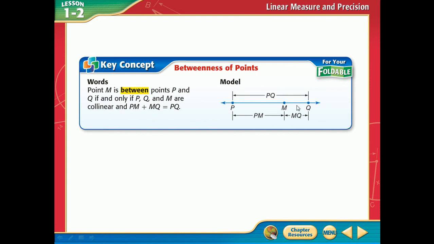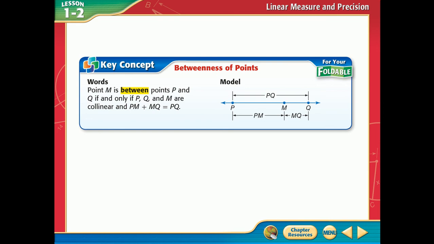What if I did this? And we're going to do some examples like this in a second. What if I gave you the length of MQ? Let's say I said it was 2, all right? And I told you the length of PQ was 7. How would you find PM? It's 5. How would you find it, though? Not the answer. How would you find it? You would subtract, okay? Pretty simple, isn't it?